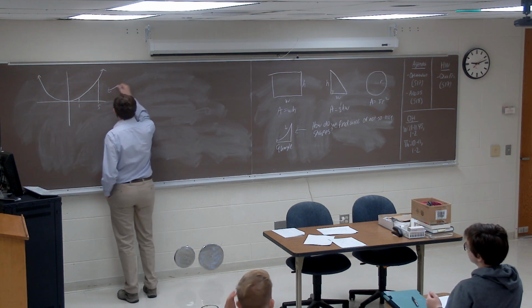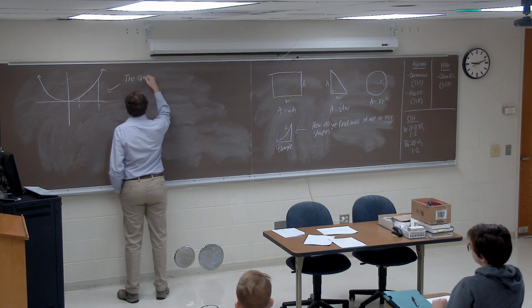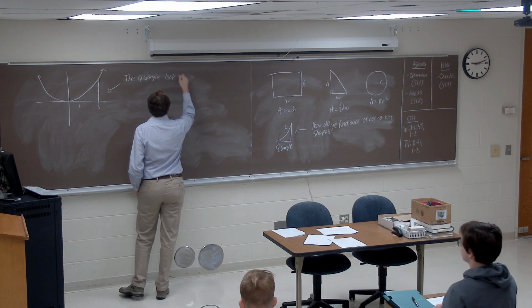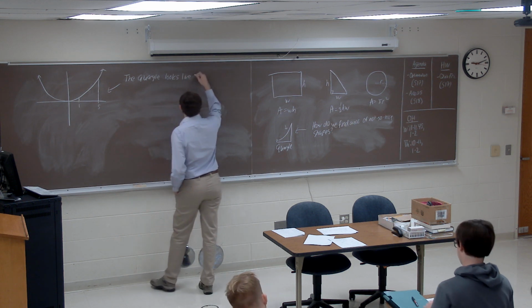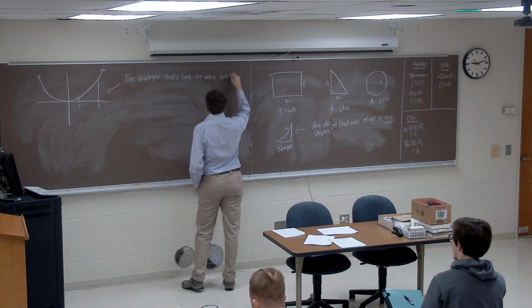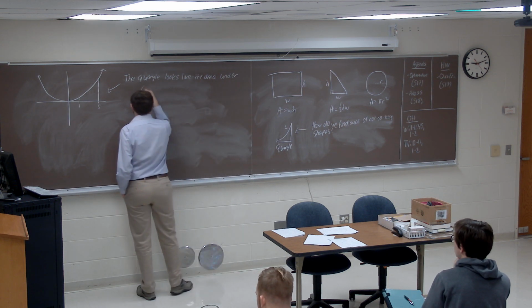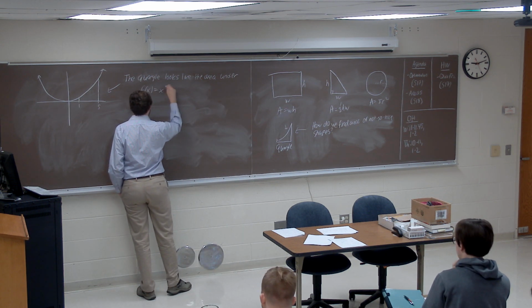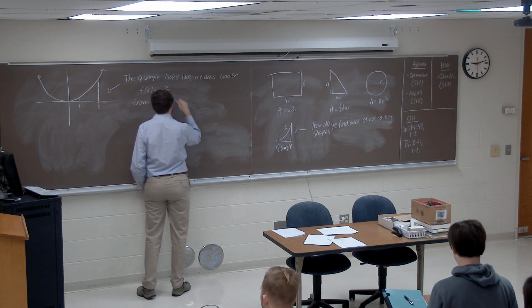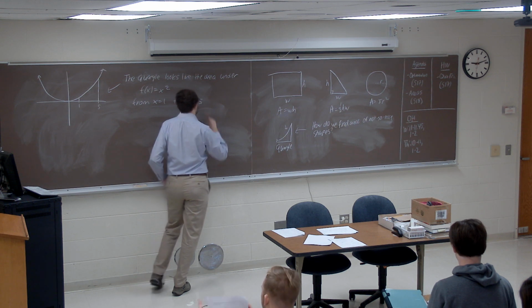So we can sort of say the quargle looks like the area underneath the function f of x equals x squared from x equals 1 to x equals 5.